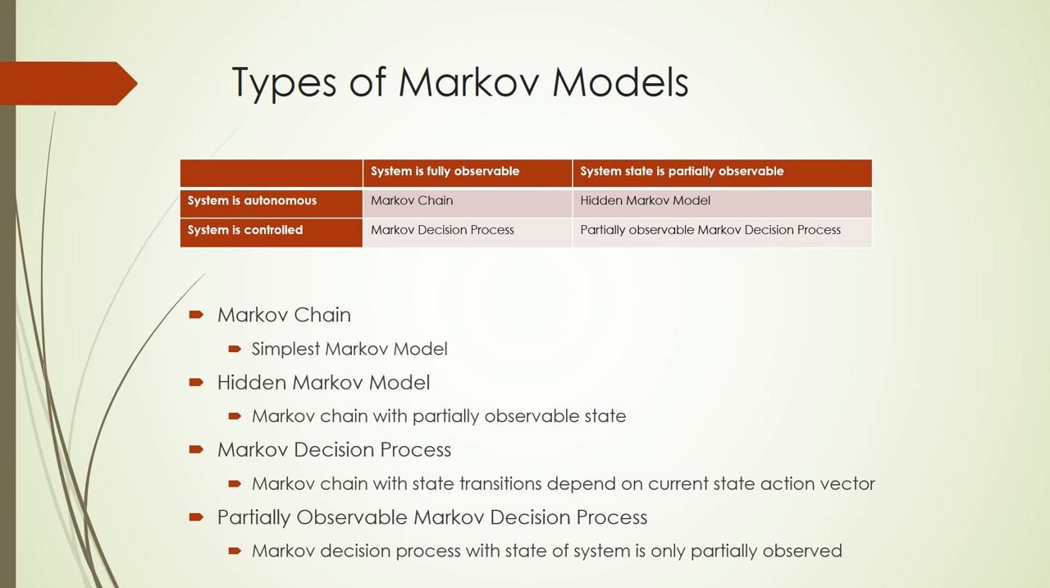And the fourth type of Markov model is called the partially observable Markov decision process, or POMDP. A partially observable Markov decision process is a Markov decision process in which the state of the system is only partially observed. They are known to be NP-complete, but recent approximation techniques have made them useful for a variety of applications such as controlling simple agents or robots. So these are the four types of Markov models.